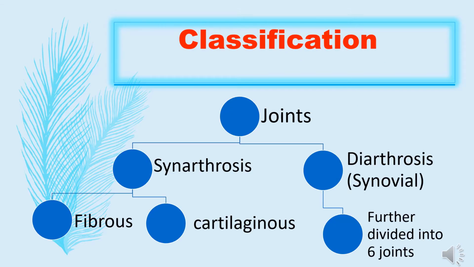Joints are classified into two parts. First one is synarthrosis and the second one is the synovial joints. Synarthrosis is further divided into two parts, fibrous joints and cartilaginous joints, and synovial joints are further divided into 6 parts.